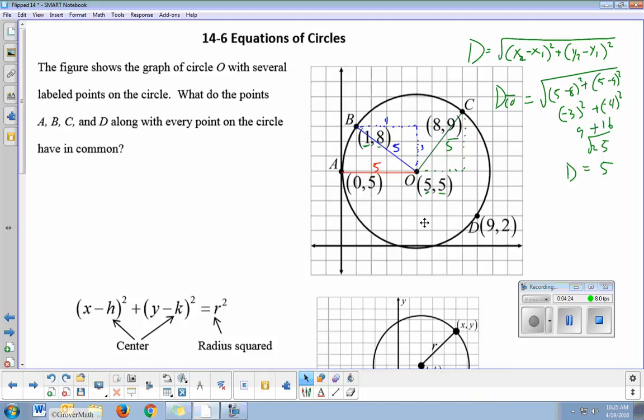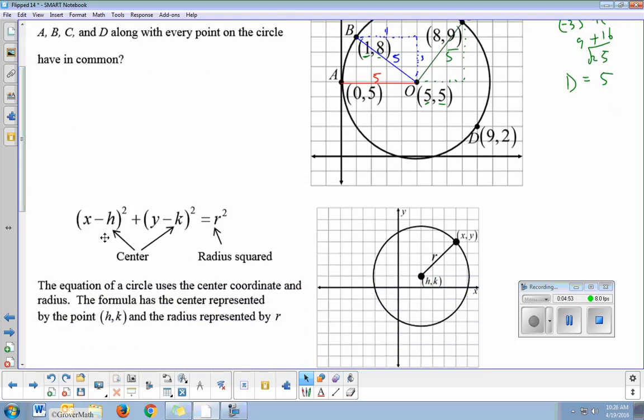So all of these points have a distance of 5. So that's what a circle is. It's a collection of points all the same distance from a center. And just like a line is a collection of points that all satisfy a pattern, a slope, 2x minus 5. Take the x value, do that minus 5. Take the next x value, do that minus 5. That's what a line is. A circle is a collection of points that are equidistant from a center.